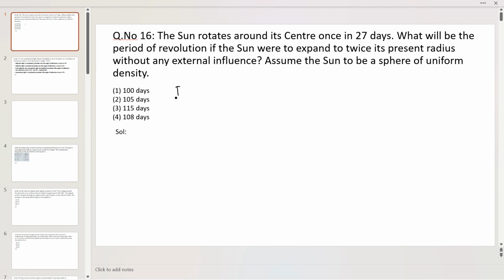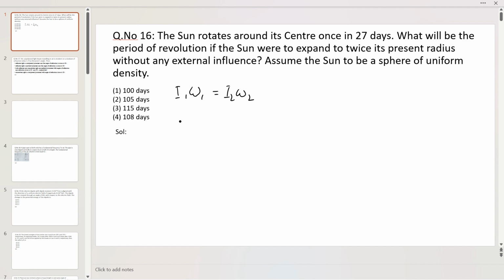So I1 omega 1 is equal to I2 into omega 2, that is moment of inertia into angular velocity. And so here this is a question of conservation of angular momentum.